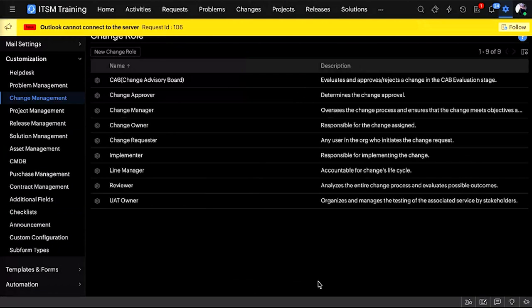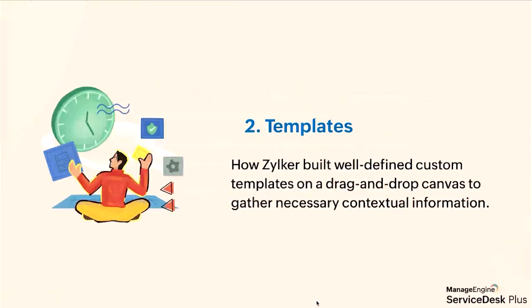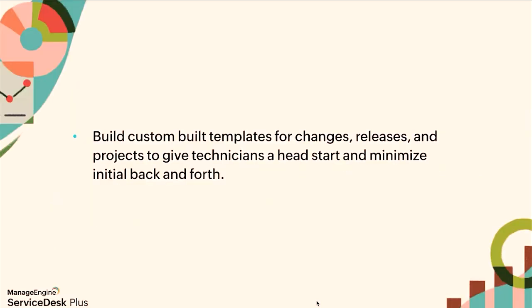So now that we have discussed the basics, let's move on to the next topic. Zilker built well-defined custom templates using a simple drag and drop canvas. This allowed them to capture all necessary contextual information right at the beginning of any process, whether it's a change, release, or project. These templates weren't just generic. Zilker created purpose-built templates for every key process like change, release, and project modules. This gave their technicians a proper head start. Instead of spending time on back and forth emails or calls to get any missing details, they had everything upfront.